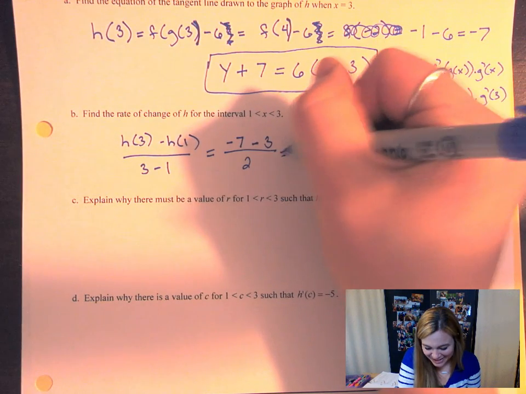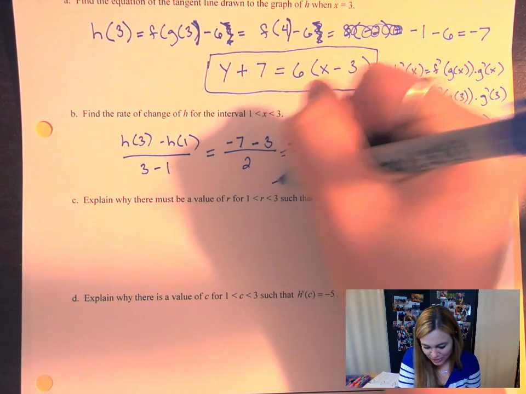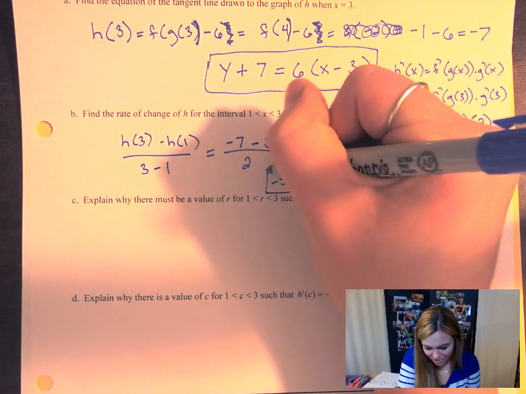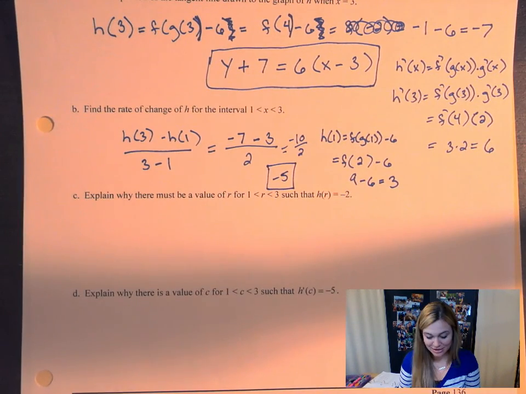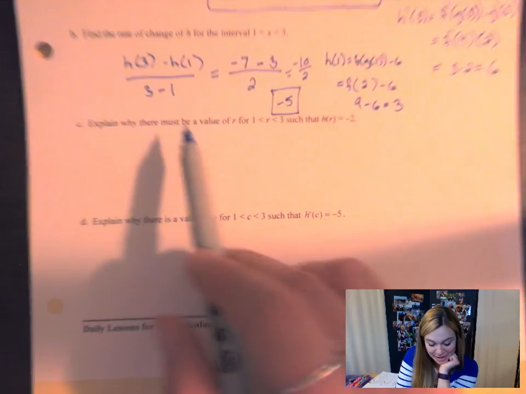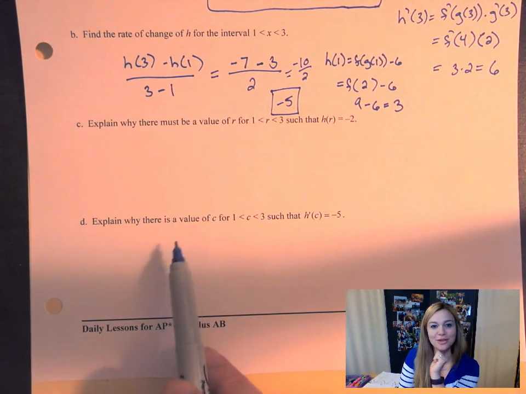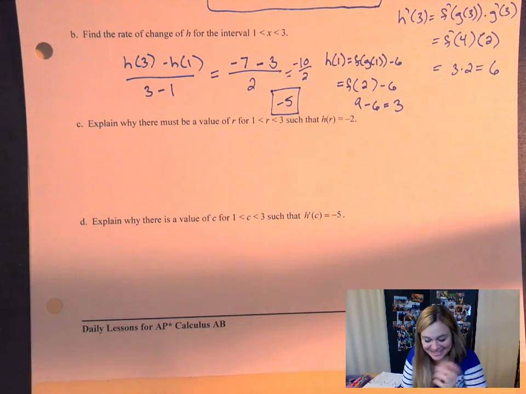Okay, this would be negative 10 over 2, which is also known as negative 5. There are no units, so I'm not going to put any units here. Okay, the next two. Do you see how it says explain why there must be a value, explain why there is a value. Theorems.